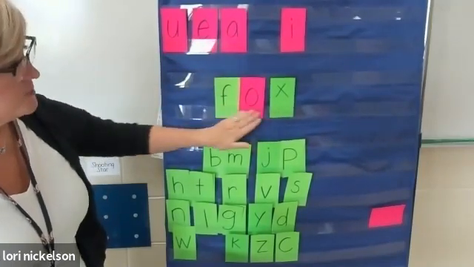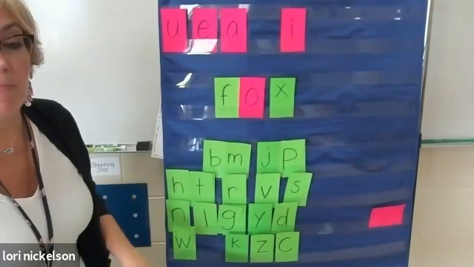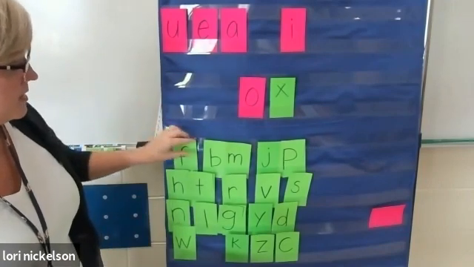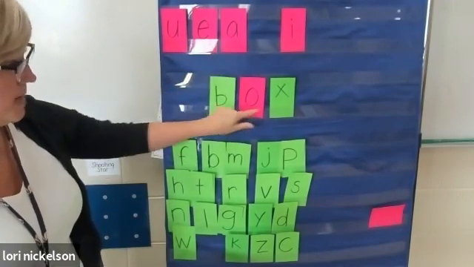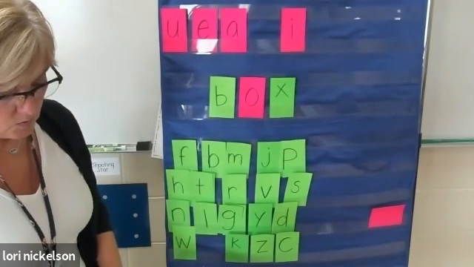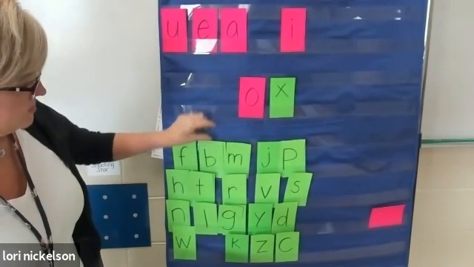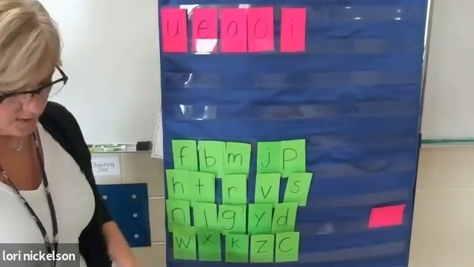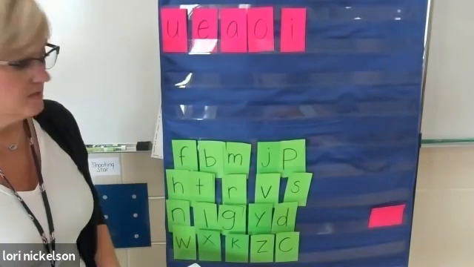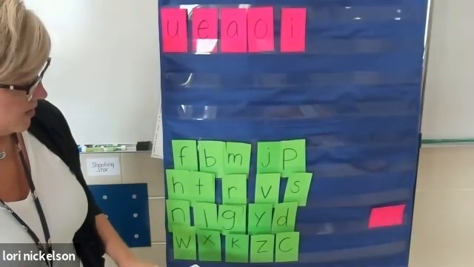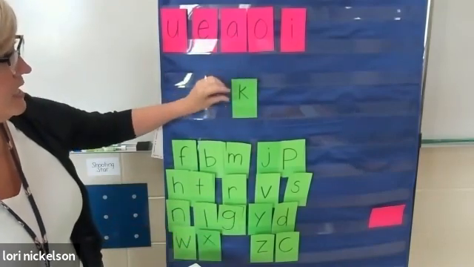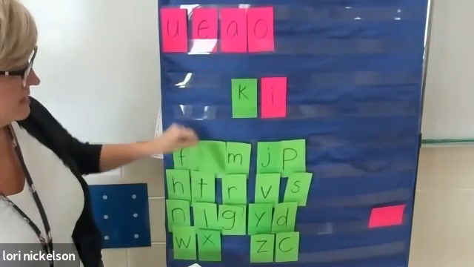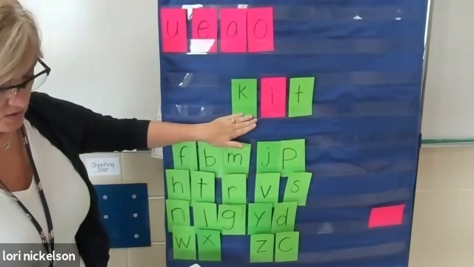Great. So if I can spell fox, I can also spell box. What letter do I replace? The F. Good. With what letter? A B. Great job. Box. So let's replace these letters. And let's start with the word kit. So kit starts with what letter? K. I. T. So we have kit. Good.